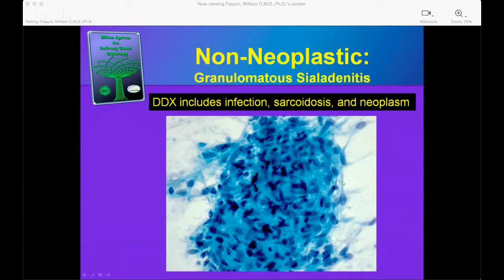Granulomatous sialadenitis occurs in a subset of patients. One of the more common findings of granulomatous sialadenitis is sarcoidosis, but as we would expect, we also have to exclude infection. Hopefully the clinician will have sent cultures, but we can also do stains for organisms. We can do a GMS and an AFB to exclude the presence of organisms. And also keep in mind that in rare cases, granulomatous inflammation can be associated with certain neoplasms.